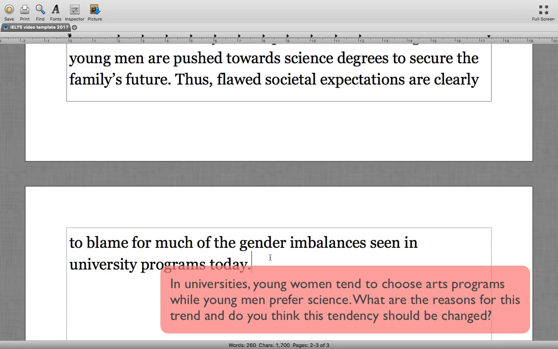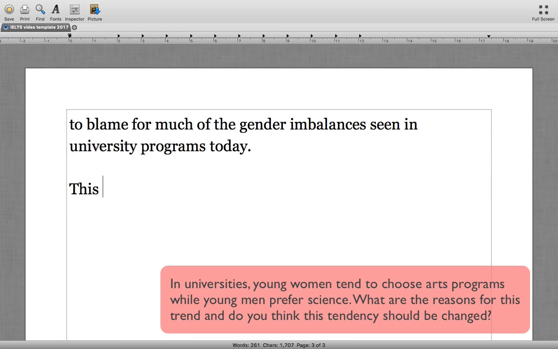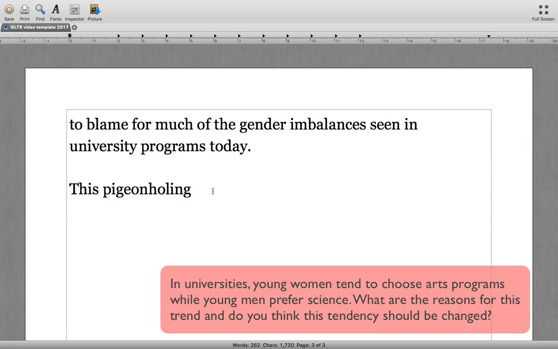You do have limited time, so if you're not moving as quickly through it as you want to, then you probably just want to stick to one example for why certain genders go towards certain academic disciplines at university. So, second supporting paragraph, we're declaring that we think this tendency or this trend should be changed. Okay, and why? So let's say this pigeonholing, which I believe is one word, pigeonholing. Yeah, that's not a word I write often.